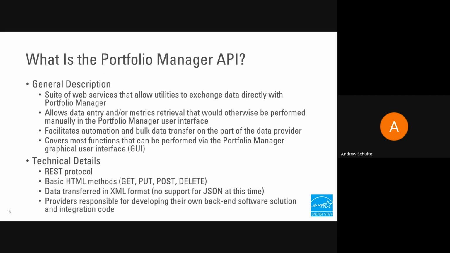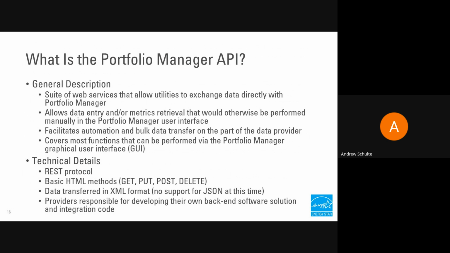Really, this facilitates automation and delivery of benchmarking data at scale. And with a few exceptions, our API exposes, and makes it possible to perform, basically all functions that a customer sitting in front of their computer would have been able to do through the online user interface.